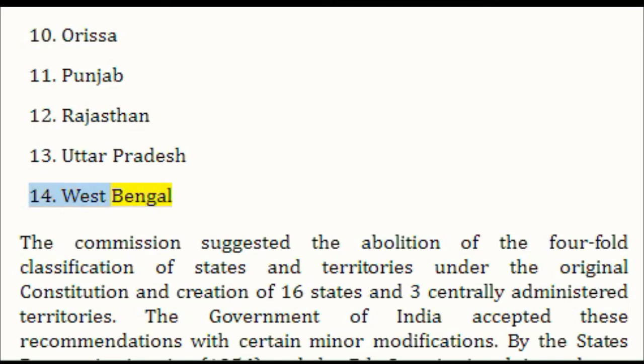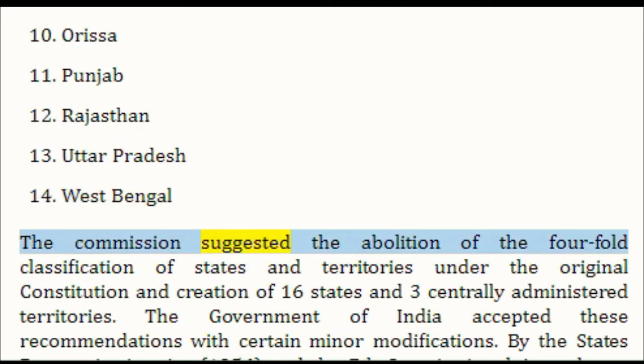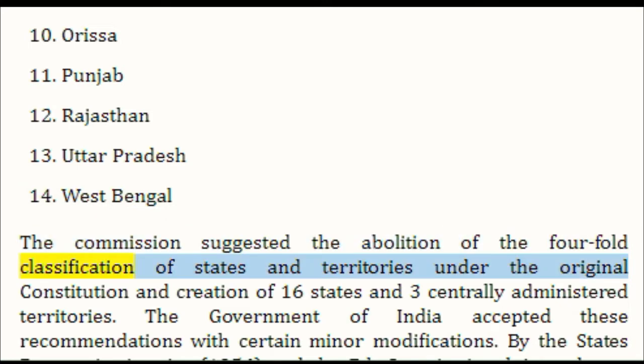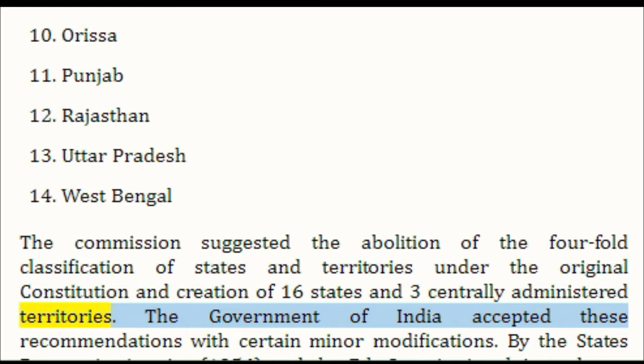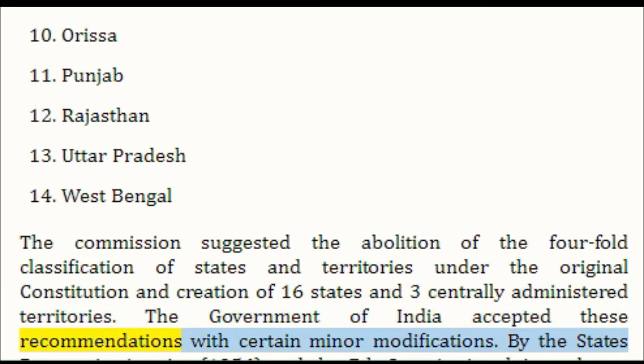14. West Bengal. The Commission suggested the abolition of the fourfold classification of states and territories under the original constitution and creation of 16 states and 3 centrally administered territories. The Government of India accepted these recommendations with certain minor modifications.